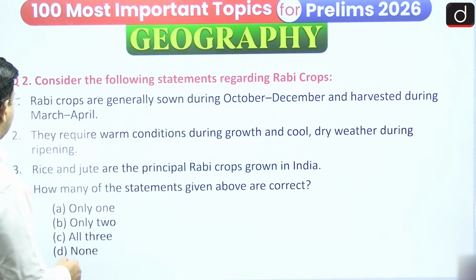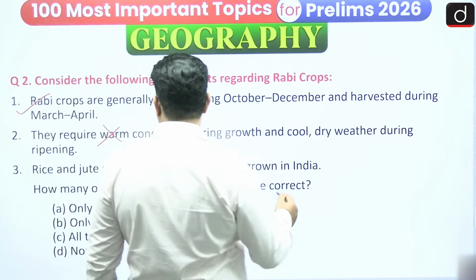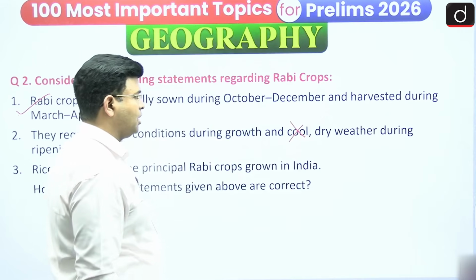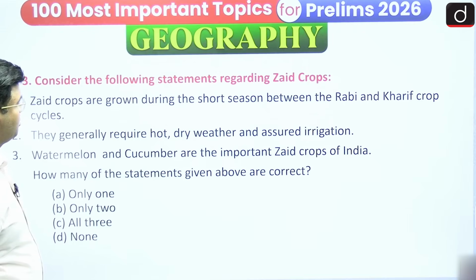Next, consider the following statements regarding Rabi crops. Rabi crops are generally sown during October to December and harvested during March to April. Yes, that is correct. They require warm conditions during growth. No, cool conditions are required during growth. And there is cool and dry weather during ripening. No, warm and dry weather is required during ripening. So this statement is wrong. Rice and jute are the principal Rabi crops grown in India. No, rice and jute are Kharif crops. That is wrong. So only one is correct.